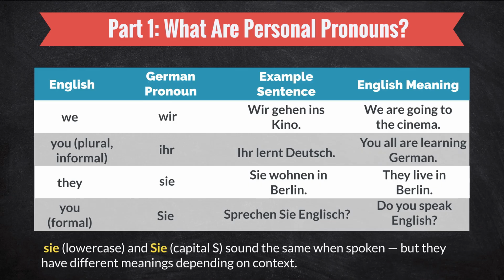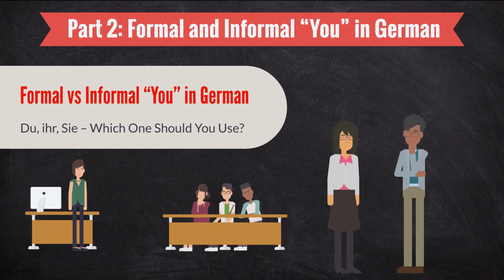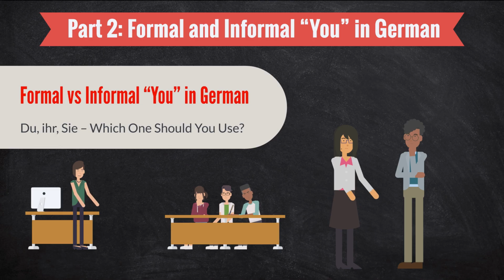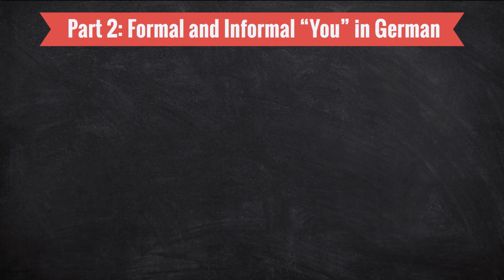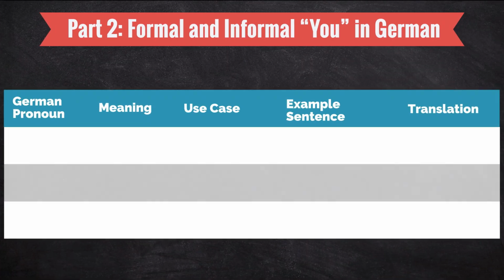It's important to remember that Sie, lowercase, and Sie, capital S, sound the same when spoken, but they have different meanings depending on context. So when writing, capitalization really matters in German. In English, we just say you, whether we're talking to a friend, a teacher, or even a stranger. But in German, it's different. You must choose the right version of you based on formality and how many people you're speaking to. Let's understand how and when to use each one.